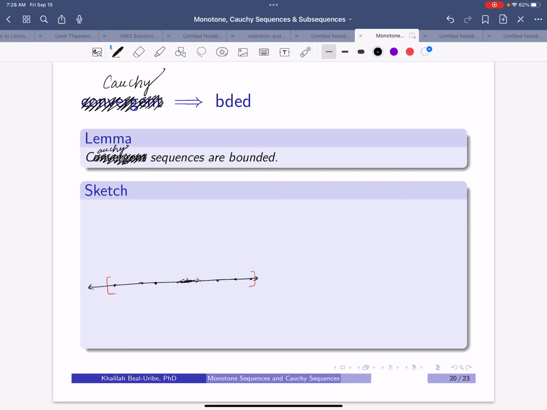So let's see here. We fix epsilon greater than 0. Then there exists an N such that little n and m bigger than N implies the distance between Sn and Sm is less than epsilon.